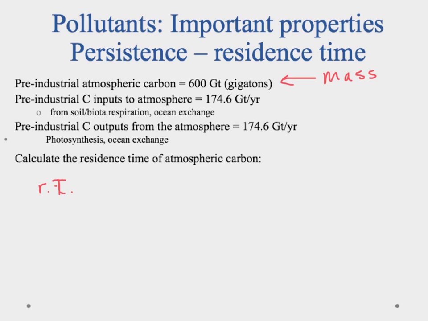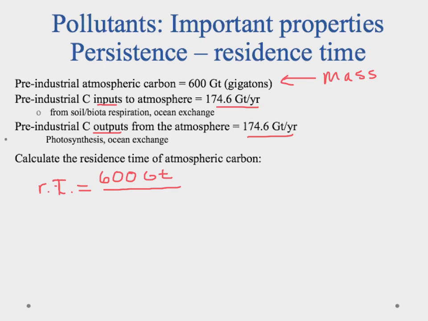RT equals the mass in the compartment. So it's 600 gigatons divided by, here's the inputs to the atmosphere, 174.6 gigatons per year, and that's from soil and biota respiration, so trees, animals, and all that, and ocean exchange. And here are the outputs. You'll notice they're the same, and that's from photosynthesis and ocean exchange. So you can choose either one of those.